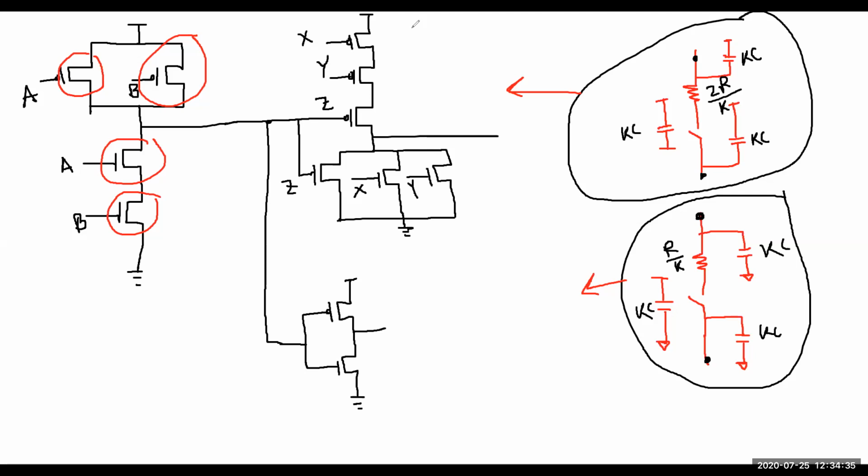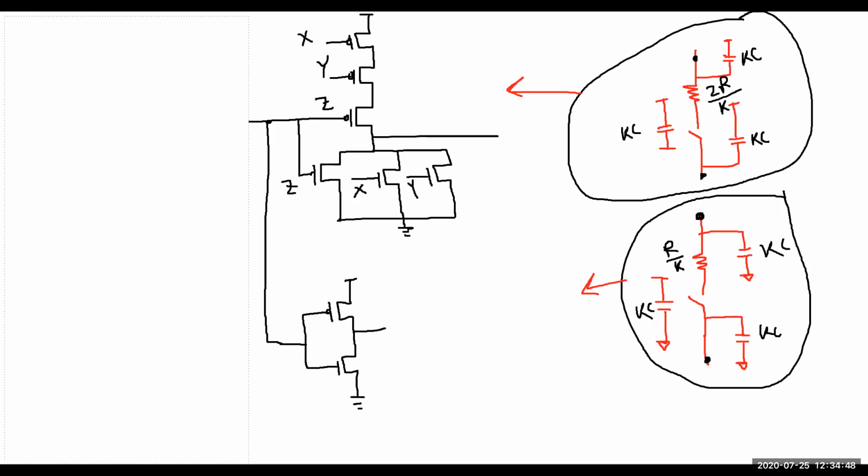So I'm going to use a white screen. At first you see A, B, they are parallel. So this part will be parallel and this part will be series. I'm going to cover it with this. Now I'm going to replace this. Okay, use the red color, no problem.